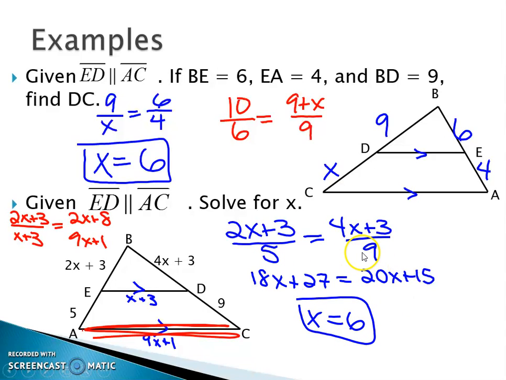So 9 times 2x is 18x. 9 times 3 is 27. 5 times 4x is 20x. 5 times 3 is 15. Put the equal sign, subtract, and divide. You should get 6. So 6 is the answer.